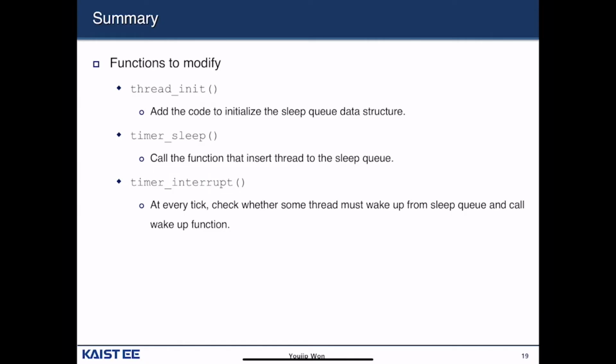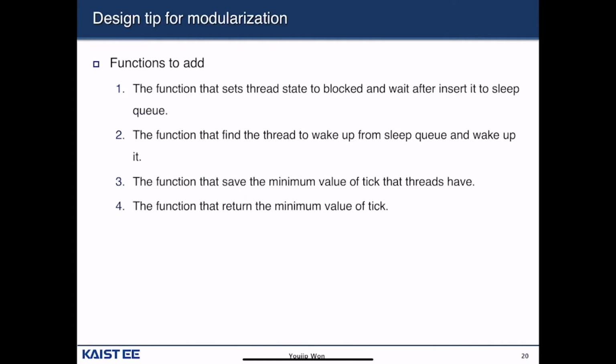timer sleep function based upon sleep and wake up protocol. There are a variety of ways to write your own code, but following the design suggestion for modularization, you might want to add 4 functions. First one is a function that sets the thread state to blocked, and then inserts it into the sleep queue. The second function finds the thread to wake up from the sleep queue and wakes it up. Wake it up means that you put the threads from the sleep queue to the ready list.